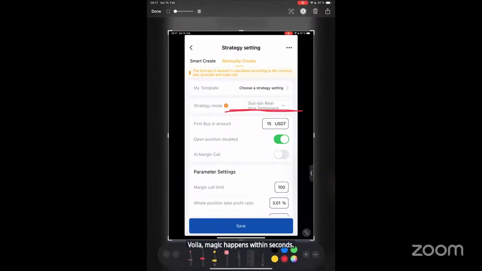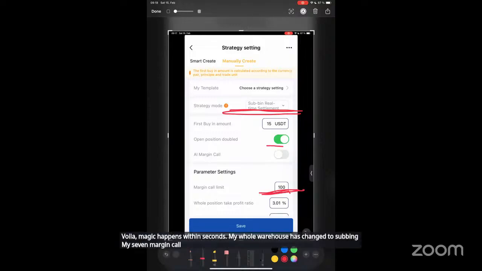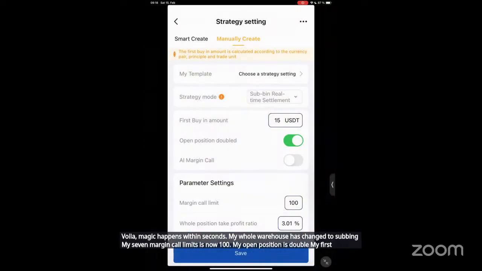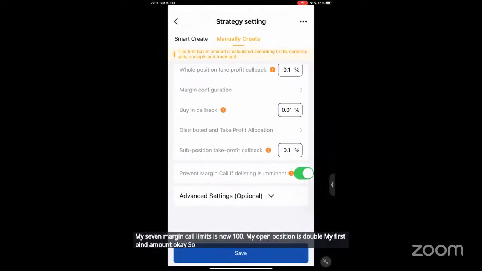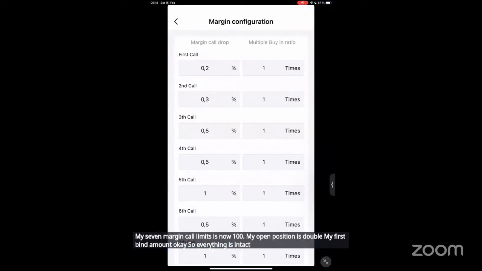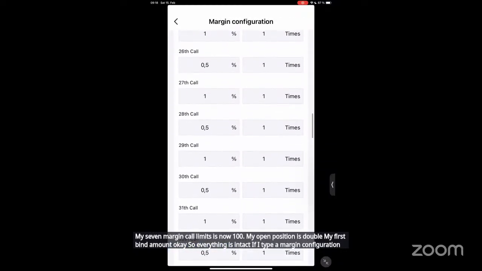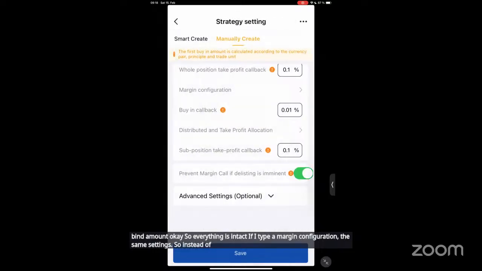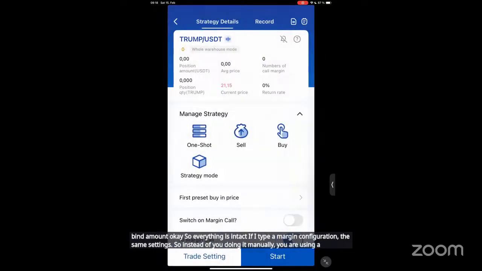My whole warehouse has changed to sub-beam. My 7 margin call limit is now 100. My open position is double my first buying amount. Okay? So everything is intact. If I tap on margin configuration, the same settings. So instead of you doing it manually, you are using a smart robot. So you need to be smart in using it as well.